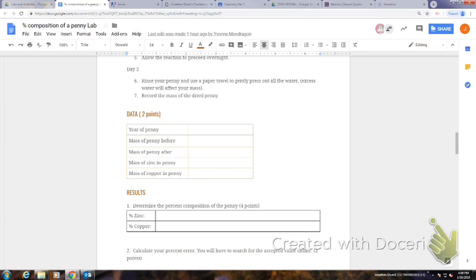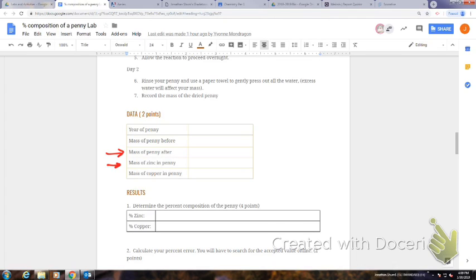It's up to you. But anyways, once you have that done, just rinse off your penny, and then dry your penny so that the mass of your penny does not include any water. And so now you'll be able to determine the mass of the penny after. In the back should be some scales for you to use. And then to determine the mass of the zinc, remember the zinc is what reacted. So if I subtract the mass of the penny before and the mass of the penny after, I'll be able to determine the amount of zinc that was reacted.